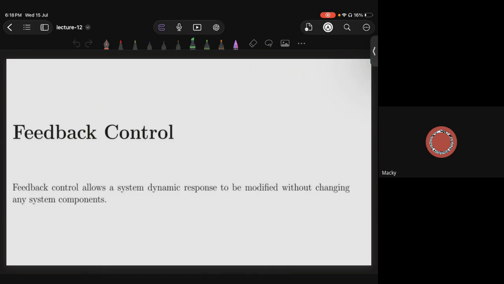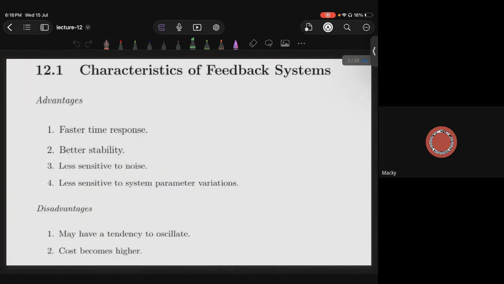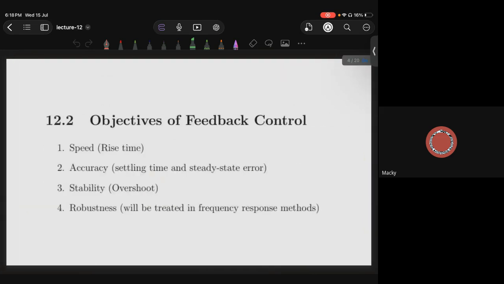Now that we understand what feedback control or closed loop control is, it can change the system response without changing any of the system components. You have already seen these open loop and closed loop structures, and you have seen the advantages and disadvantages of the closed loop system. Now we are entering into the main concept: the objectives of feedback control. Why do you want to do this?